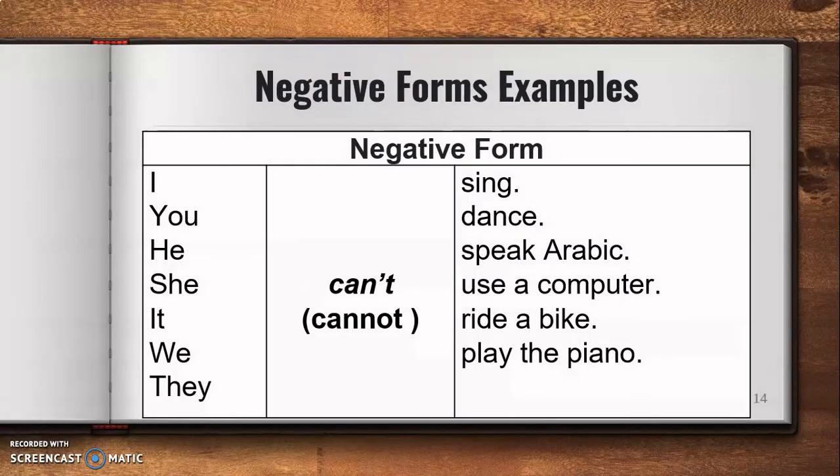Now let's see some examples in the negative form. I can't sing. You can't dance. You can't speak Arabic. She can't use a computer. It can't ride a bike. We can't play the piano. They can't play the piano.